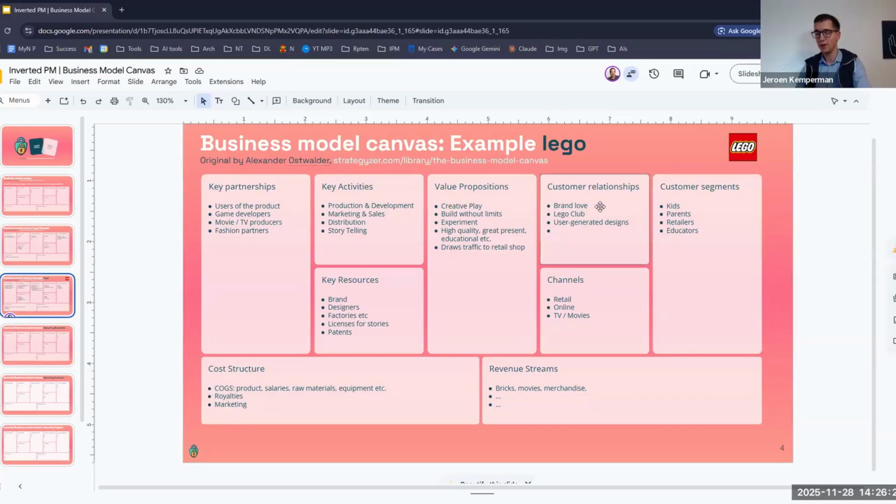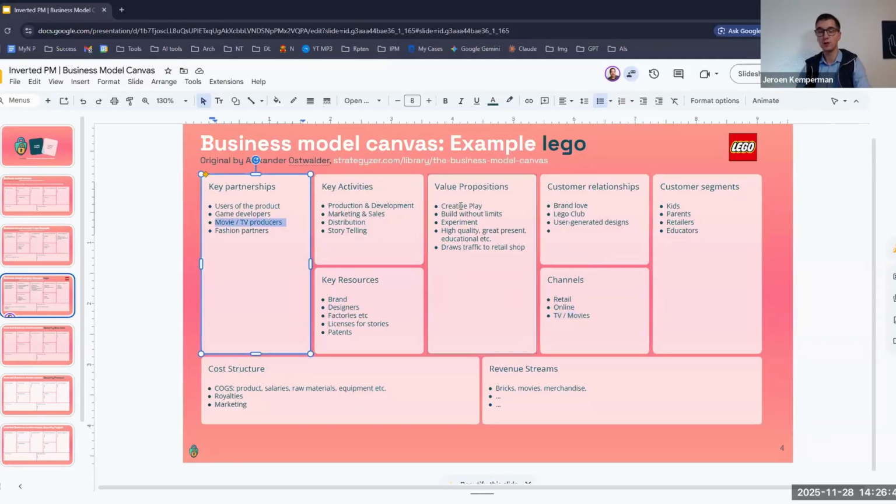The customer relationship, I think the business model canvas is more about the kind of relationship you have with your customers. So it's about brand love. They have a Lego club. They have user-generated designs. This one wasn't really clear to me. Channels: retail, online, and then TV movies was put here by some people, which I'm not sure if it's a channel to actually sell or more like a TV producer, a key partnership.